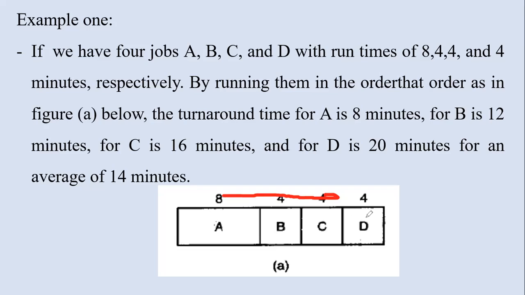And process D, which will require 4 minutes to be processed, will complete execution at time 20, which is 8 plus 4 plus 4 plus 4. So that will give an average system time of 14 minutes. That means 8 plus 12 plus 16 plus 20 divided by 4. That will give us an average of 14 minutes.